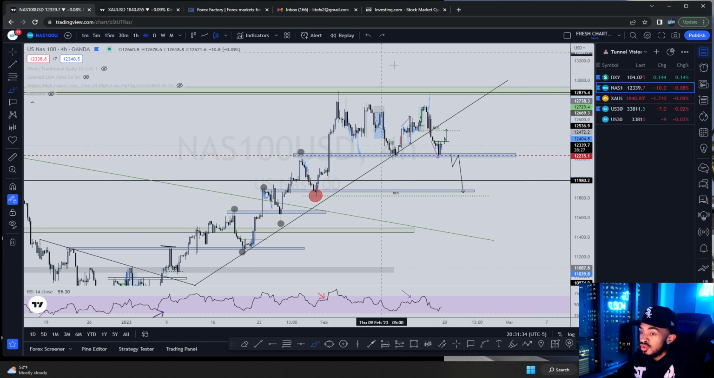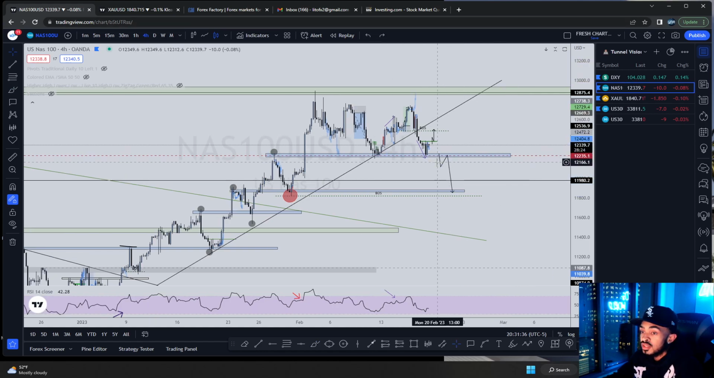So we just have to be real mindful of that. But we can see here though, if we do break this level of support, that this next level right here where this structure level is at will be the next intended target. So even if we do break beneath this, we still could take sell opportunities. Why? Because we can take advantage of the smaller moves that make up the bigger picture, right?